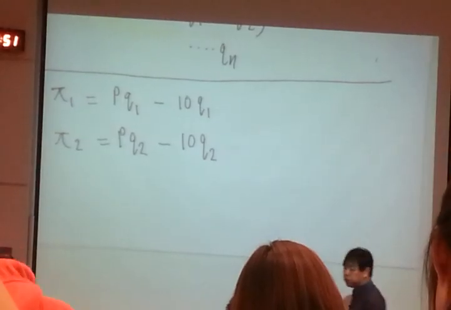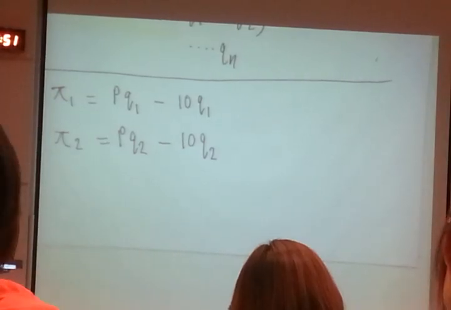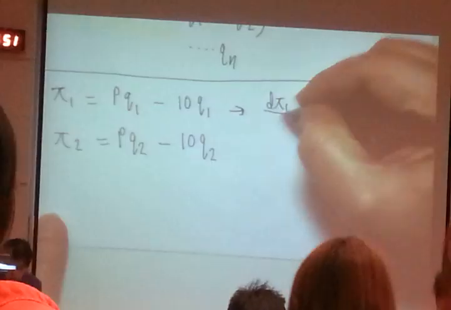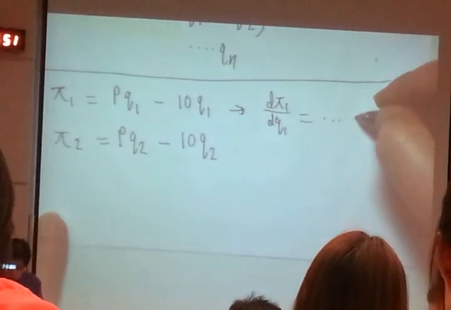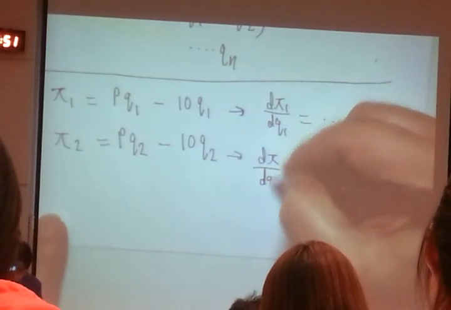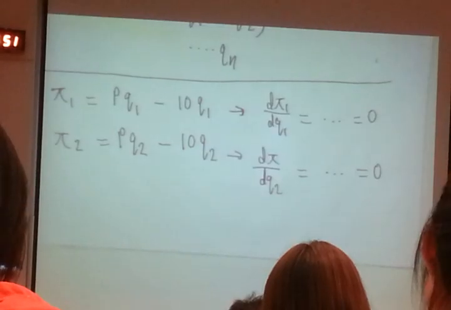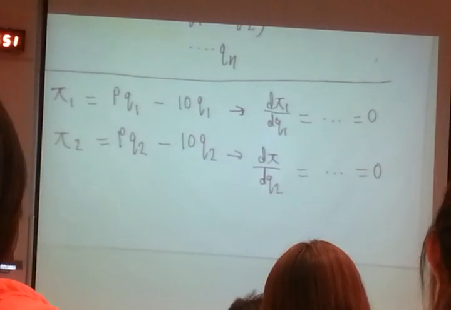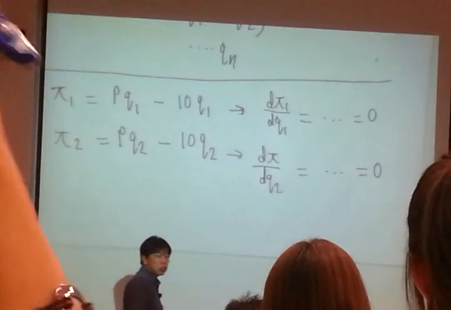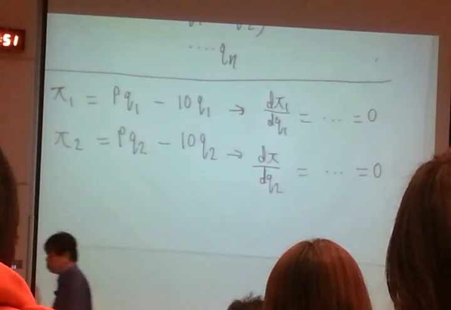Now if these two are identical, exactly the same equation, then you differentiate d pi 1 over dQ1 and set it to 0, and you differentiate d pi 2 over dQ2 and set it to 0. When you solve, will the quantity be the same? When you solve, will the quantity be the same?